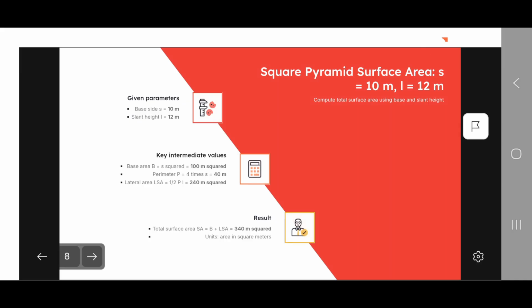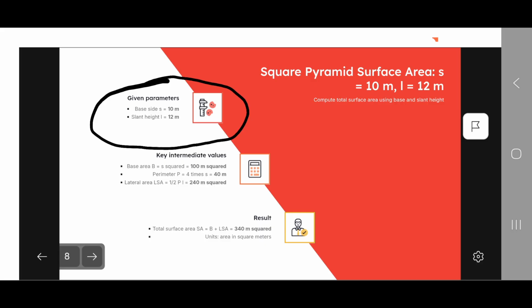Square pyramid surface area: s equals 10, l equals 12. Compute total surface area from base and slant height. So we have our knowns. Base side is 10, slant height is 12.